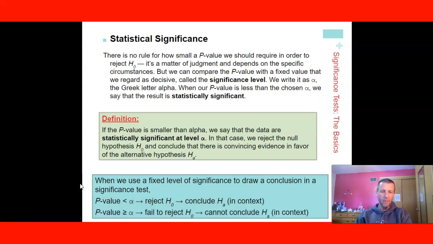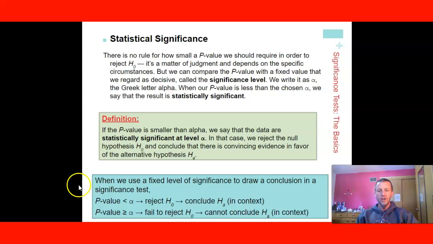Before we start the problem, we say what alpha is. If the p-value is less than alpha, we reject the null hypothesis, and we say, yep, I have evidence of the alternate. If the p-value is greater than or equal to alpha, we fail to reject, and we say, I can't conclude that in context.